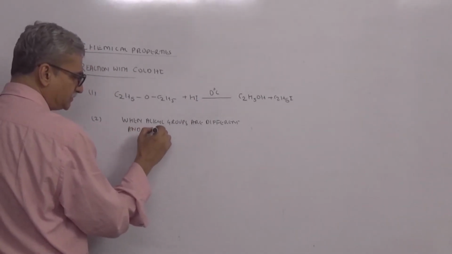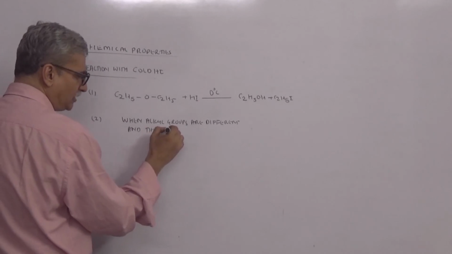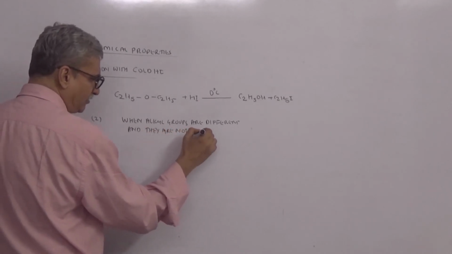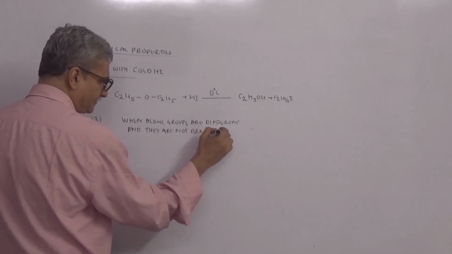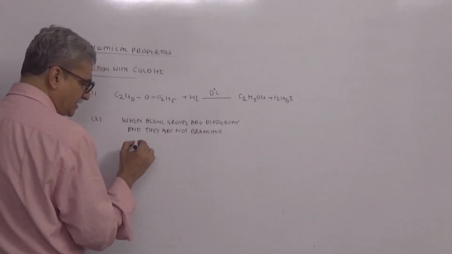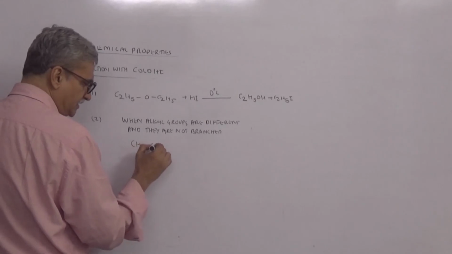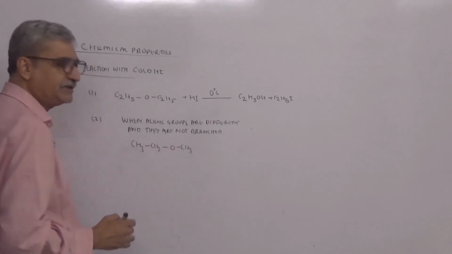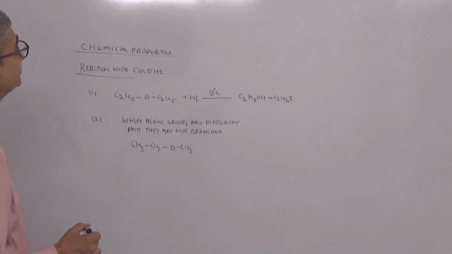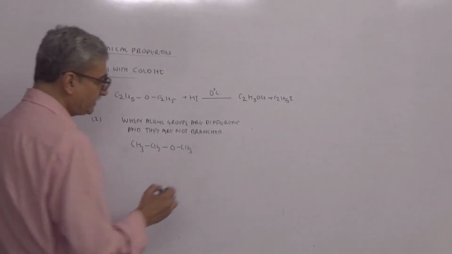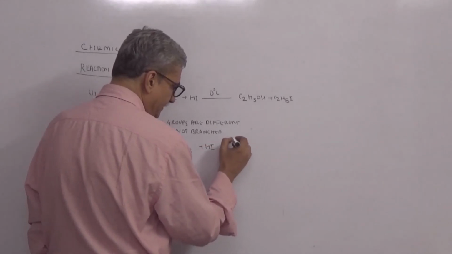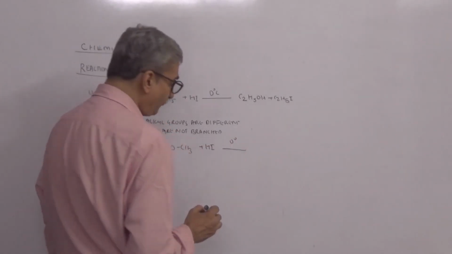and they are not branched, so you will have a situation like this: CH3CH2OCH3, ethyl methyl ether. So what happens in case of ethyl methyl ether? You react with HI. The higher alkyl group forms the alcohol.